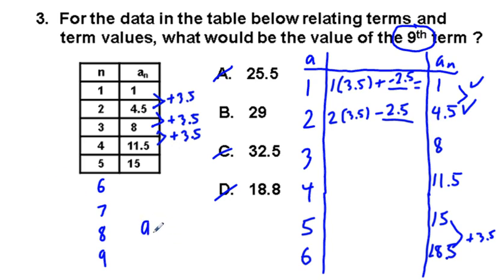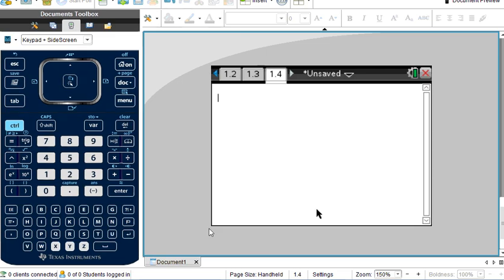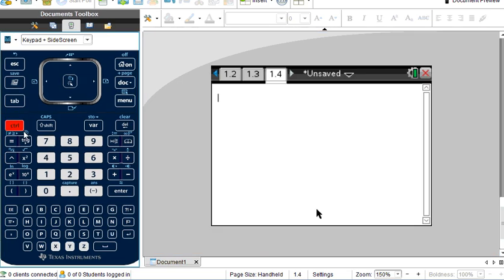A sub n is equal to 3.5n minus 2.5. So we can take a sub 9 equals 3.5 times 9 minus 2.5. I want to see if that calculator is working. So yeah, maybe so.